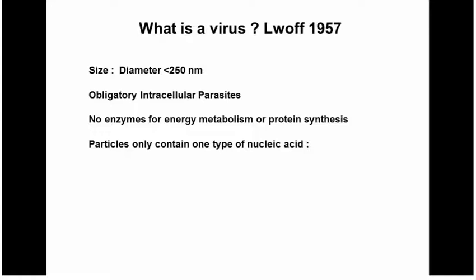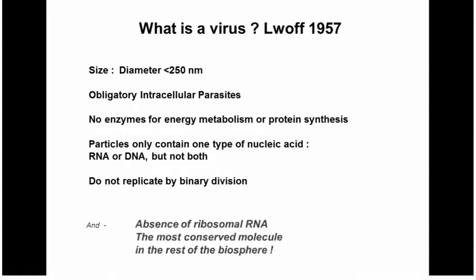Now, the next thing that Lebœuf put into the definition was an observation about virus particles that really set them apart from cells. At that time, all known viruses, when they were purified, were found to contain either RNA or DNA, but not both. Another observation that had become clear is that viruses don't replicate by binary division. So that clearly distinguishes viruses from cells.